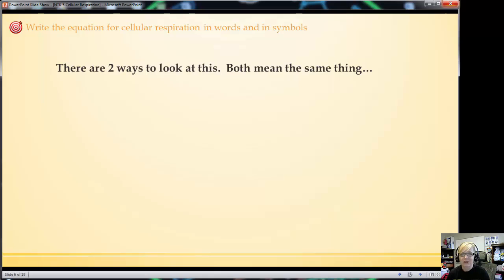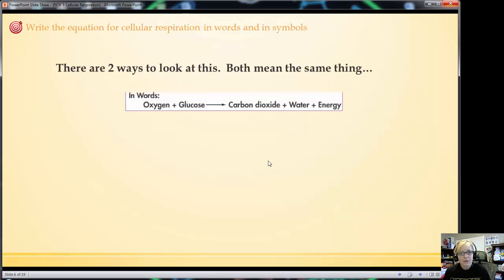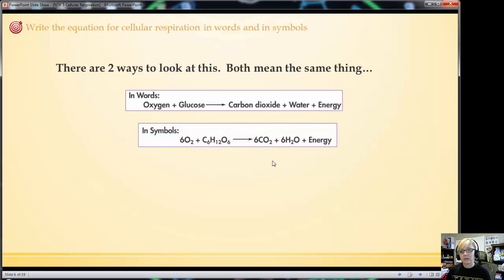Let's move on to our first need to know, our first learning target today. Write the equation for cellular respiration in words and in symbols. So just like with photosynthesis, there's really two ways to look at this. Both mean the same thing though. So we could say it in words or we could say it in symbols, and you need to know both of these for the upcoming unit test.